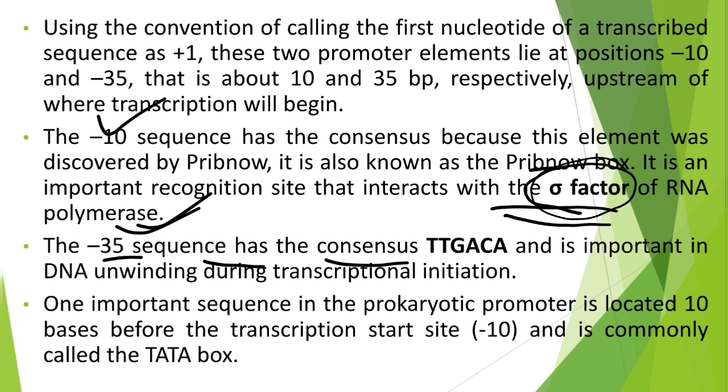One important sequence in the prokaryotic promoter is located 10 bases before the transcription start site, which is -10, and is commonly known as the TATA box, because that sequence is like this, TA. So it is called the TATA box. It is important for initiation.